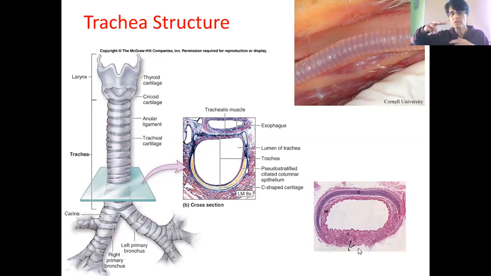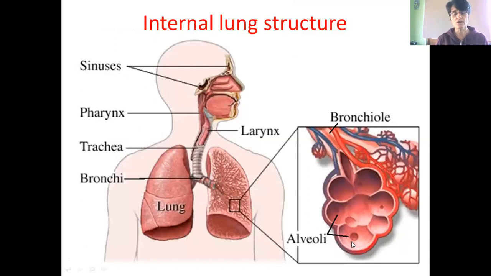And here's another one, just flipped the other way around. So there is the C-shaped ring of cartilage, and there's the opening inside the trachea and all the other tissues that make up that trachea. All right, so internal lung structure, like I showed you with the model.